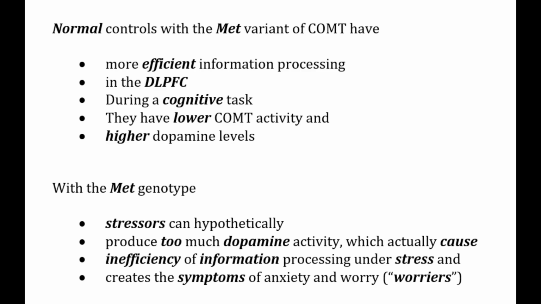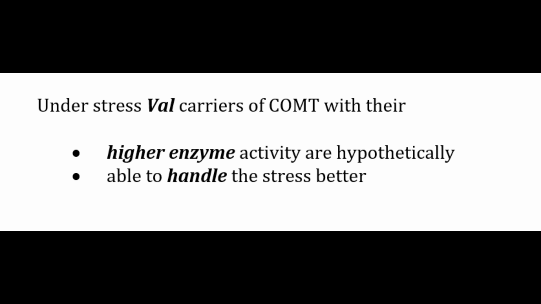Warriors versus worriers. Normal controls with the MET variant of COMT have more efficient information processing in the DLPFC. During cognitive tasks, they have lower COMT activity and higher dopamine levels. But with the MET genotype, stresses can hypothetically produce too much dopamine activity, which actually causes insufficiency of information processing under stress and creates the symptoms of anxiety and worry, that is, worriers. Under stress, VAL carriers of COMT with their higher enzymatic activity are hypothetically able to handle the stress better.